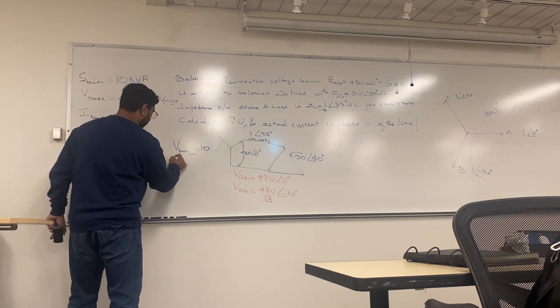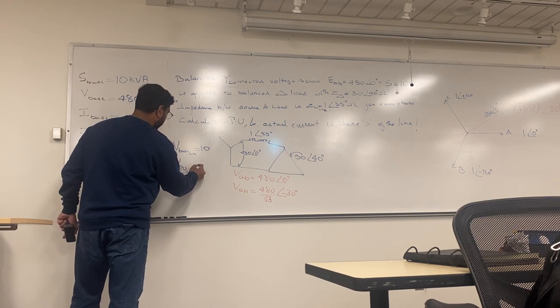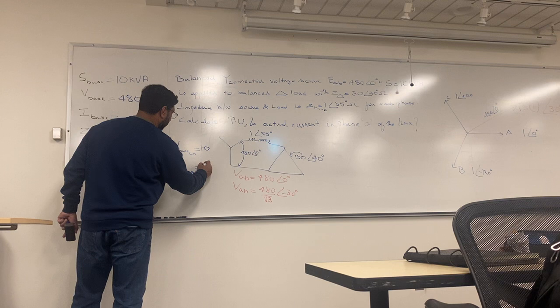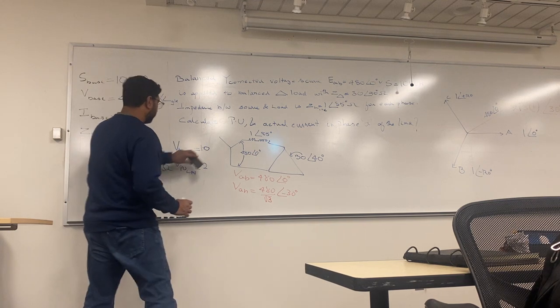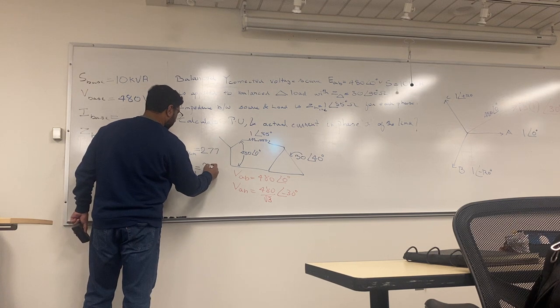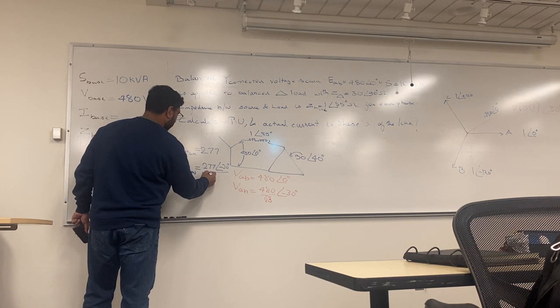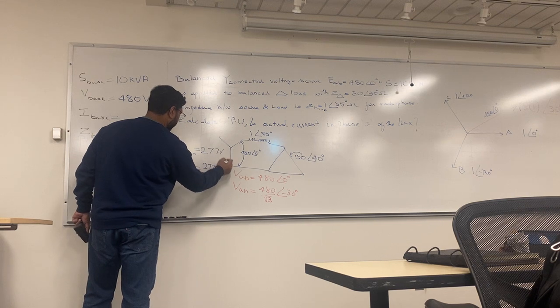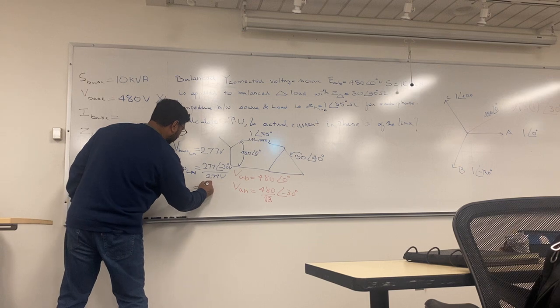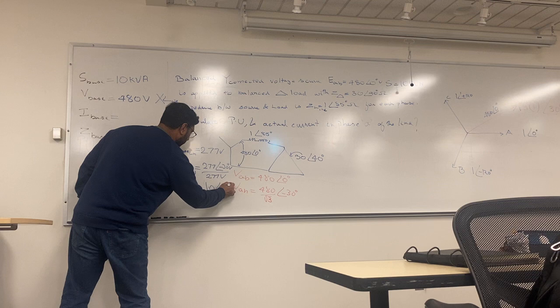And my per unit, V per unit, line to neutral, is my actual quantity, which is 277 with an angle of negative 30. Base is 277 volts. Per unit comes out to be, keep in mind per unit will have an angle, negative 30 degrees.